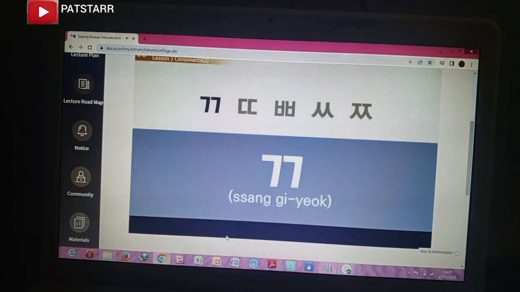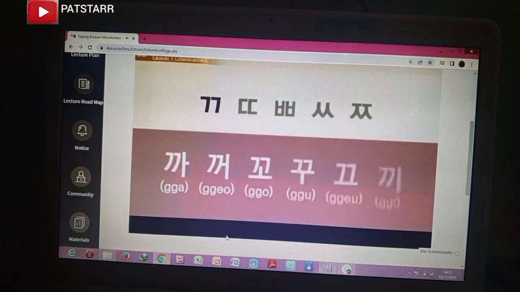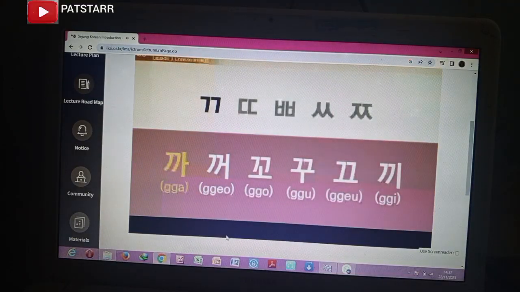Kiop can be doubled to make sangyeok. Sangyeok is pronounced the same way as kiok, but with more stress on the vocal cords. It also has a higher tone. Listen carefully. 까, 꺼, 꼬, 꾸, 끄, 끼.